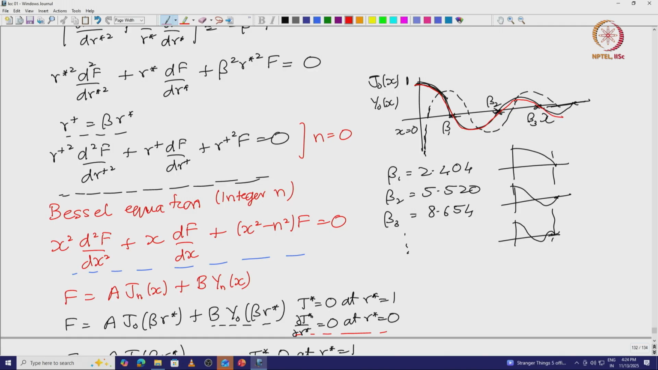That is j naught of x. And the function y naught, it looks like this. Both of these are functions that are oscillating. The period is not a constant, that is the distance between the zero crossings is not a constant. And the amplitude decreases as x increases.